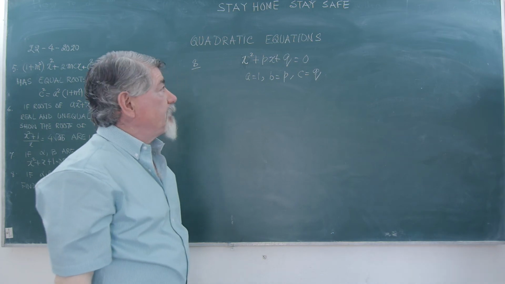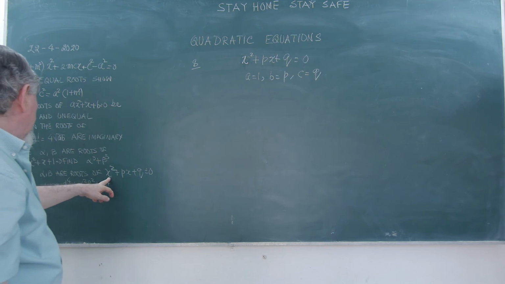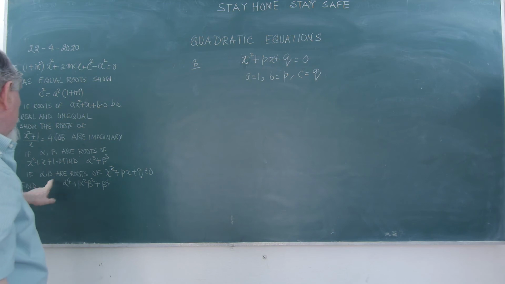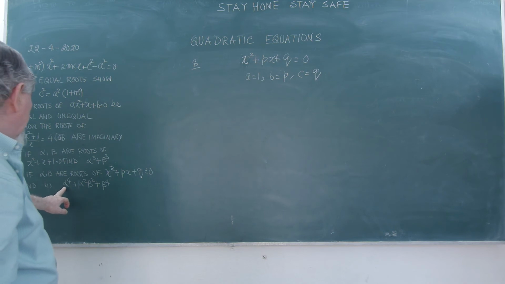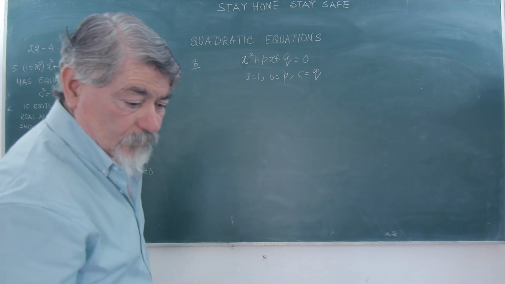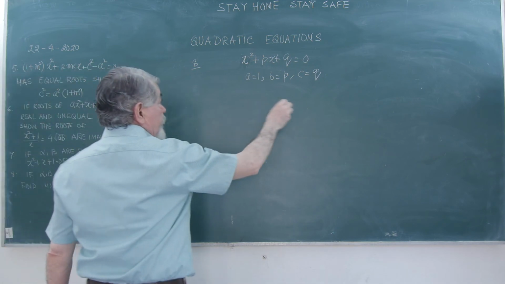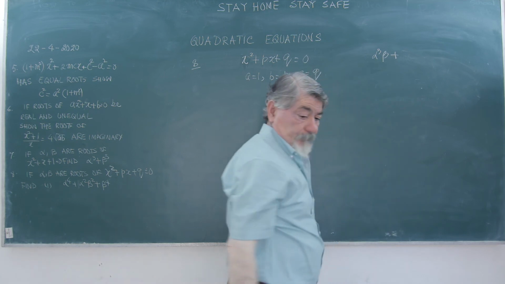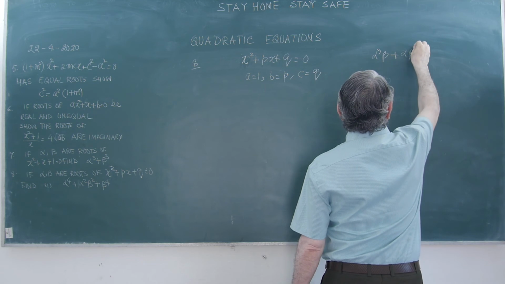Now he says alpha beta are the roots of this equation, x square plus px plus q is equal to 0. There are two things you have to find out. Alpha 4 plus beta 4, and also you have to calculate alpha cube beta. First thing you have to find is alpha cube beta plus alpha beta cube.